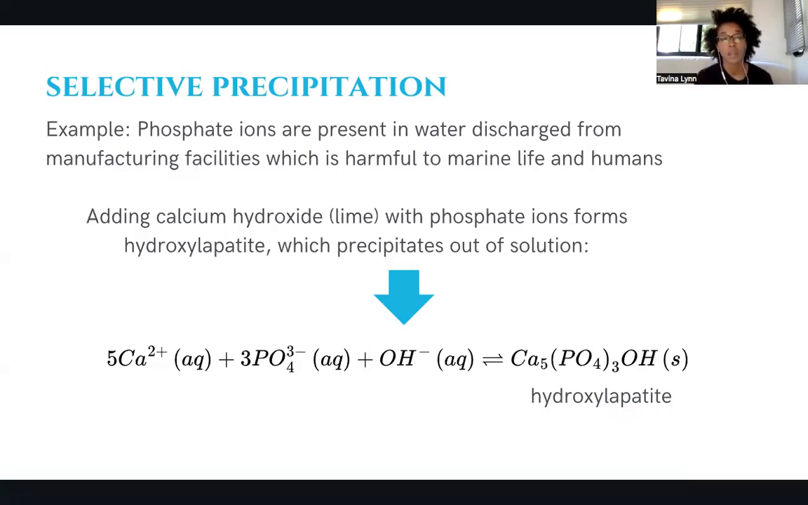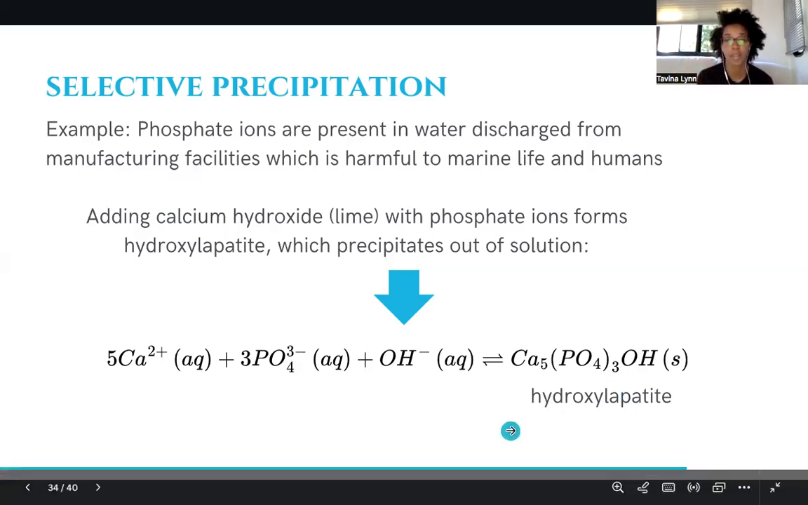So this is an example of how knowing the molar solubility of certain ions, we can use these types of reactions as a purification method, right? To actually isolate certain ions that we may want for something, or to isolate ions that are harmful, and use it as sort of a purification method, as seen here.